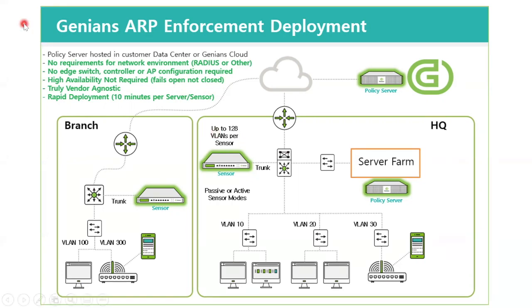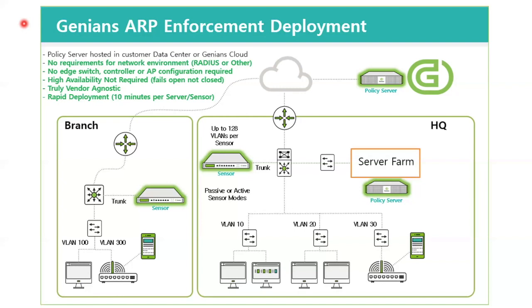Hey, Brett, Michael here. I believe your diagram makes this clear, but I just wanted to confirm so that everyone has this. Will ARP enforcement work on both wired and wireless networks? And what about IoT situations?